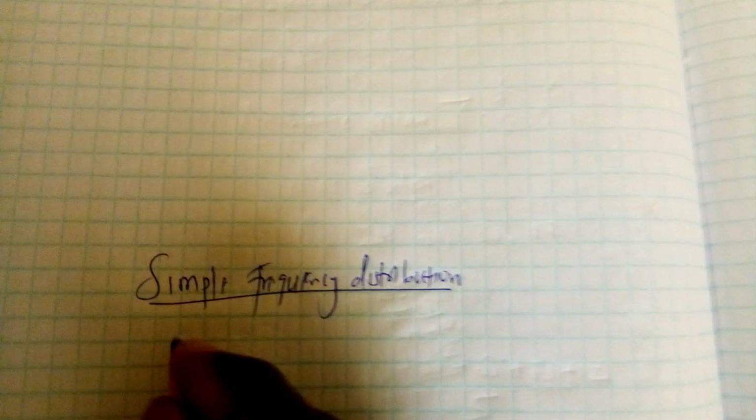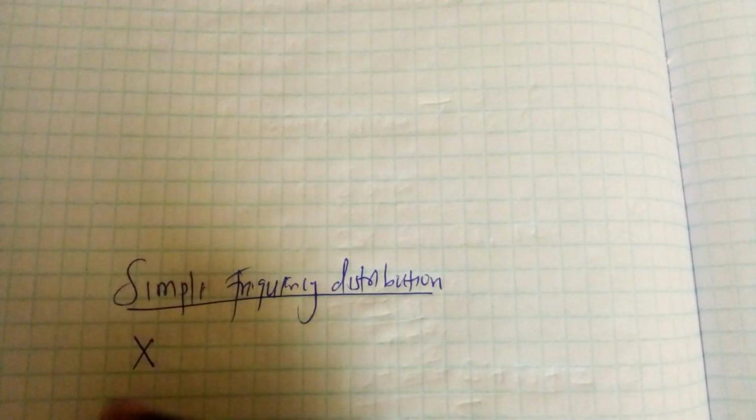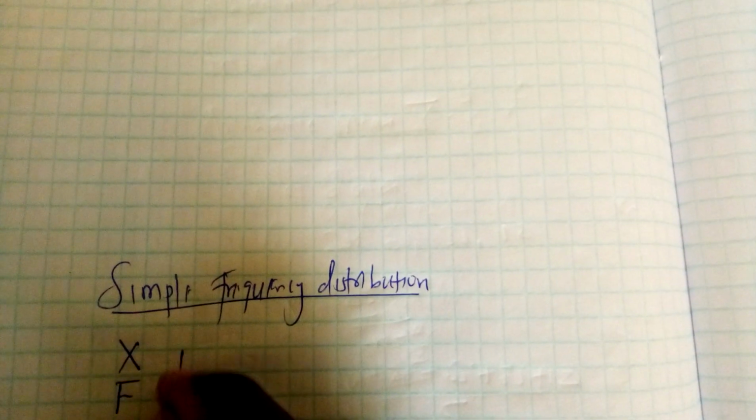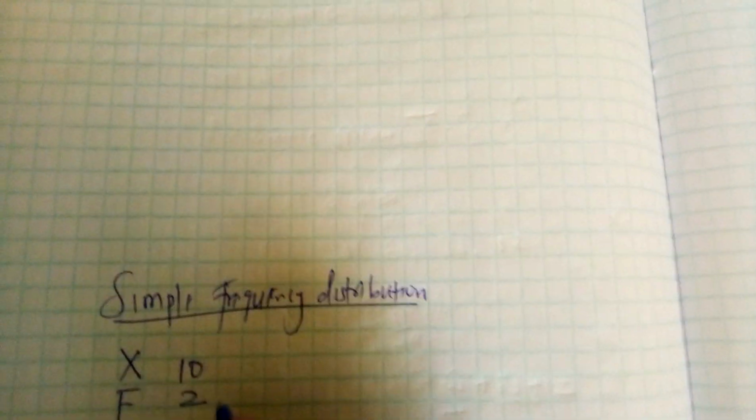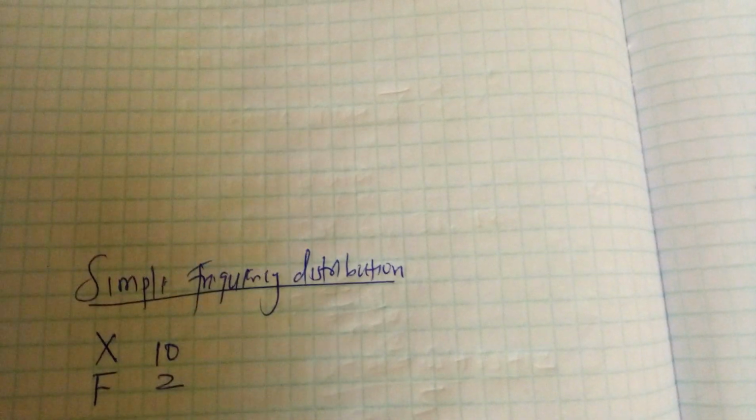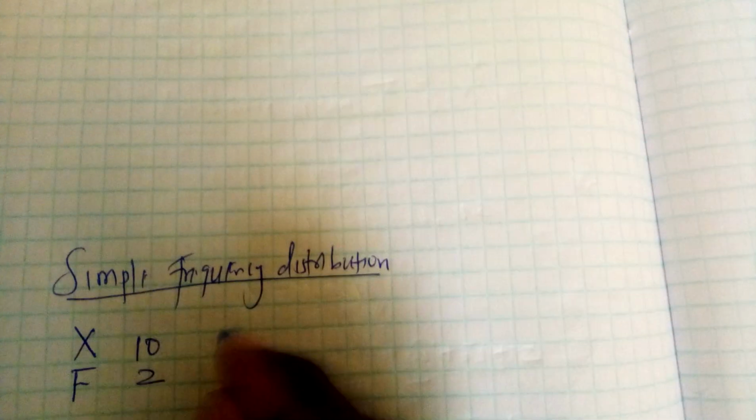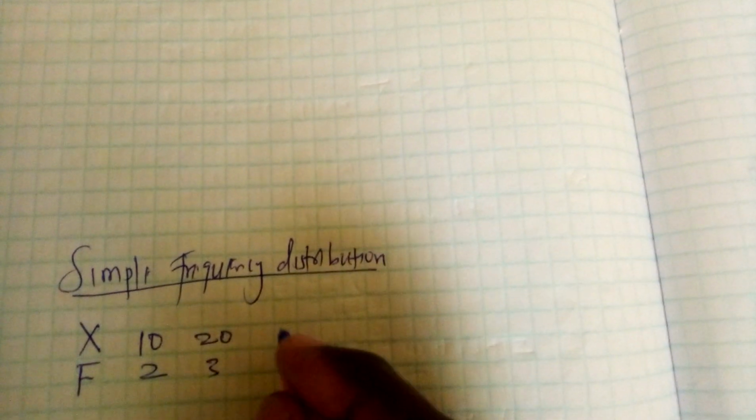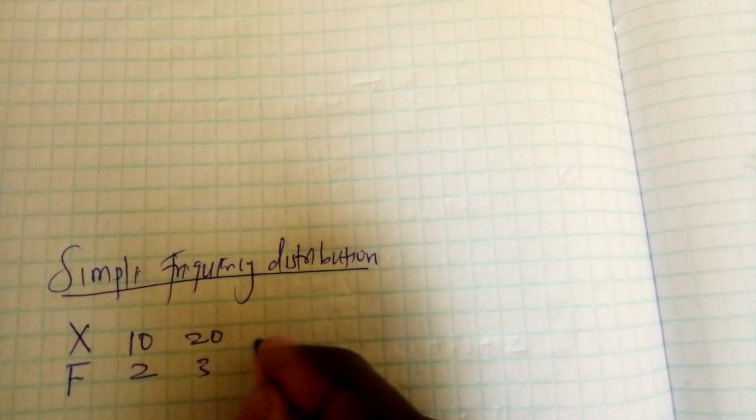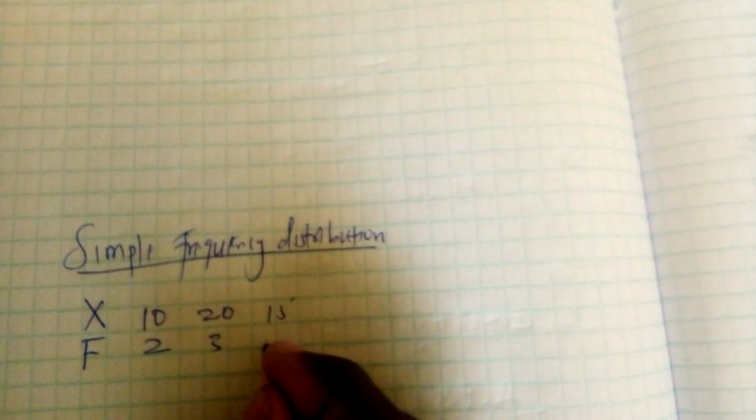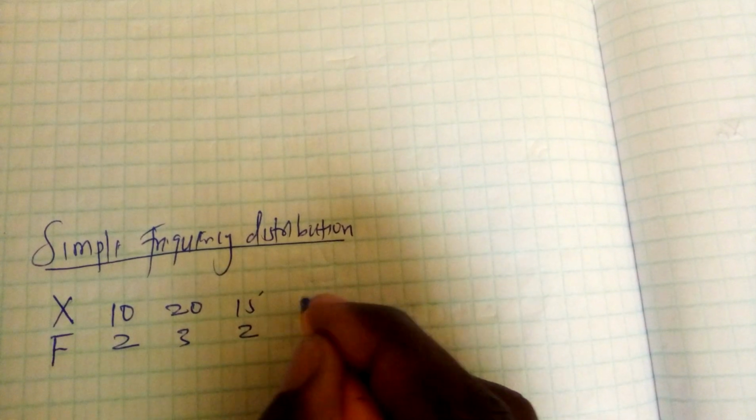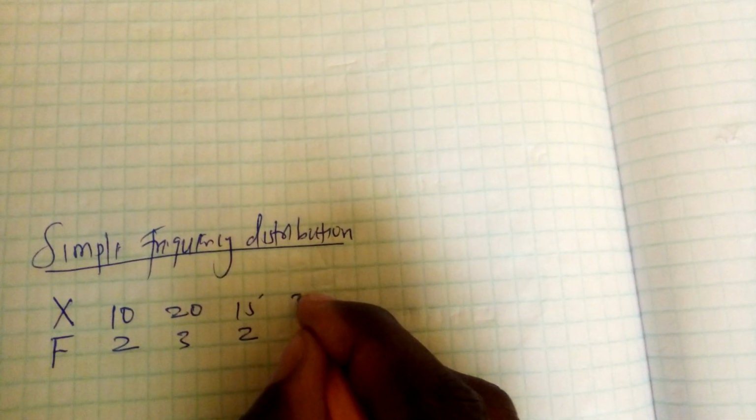For example, you will have the x values and then you're going to have the frequency. So for example, you have the first x value, which is 10, and it has a frequency of 2, or it appears 2 times in the data that you've been provided. Then you have the second x value, which is 20, and it appears 3 times. Then we have our third x value, which is 15, which is appearing 2 times. Then we have our fourth x value, which is 30, appearing 1 time.